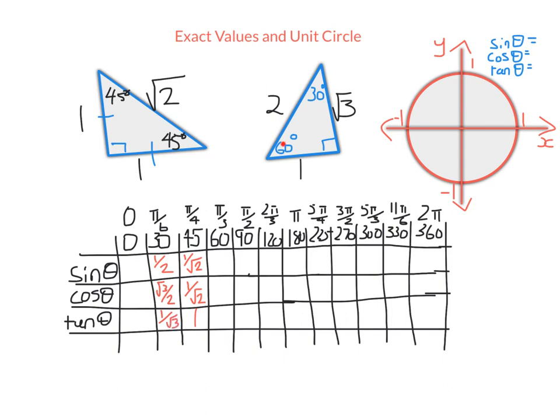Looking at 60 degrees, we have the opposite. So cos of 60 is 1 over 2, sine of 60 is root 3 on 2, and tan of 60 is root 3 on 1. So unfortunately, you just have to remember these exact values for 30, 45, and 60. And if we know these, we can use the unit circle to find all of the rest of them.